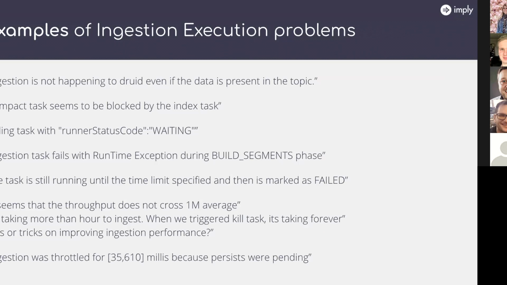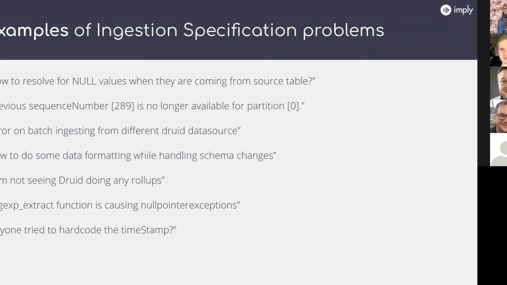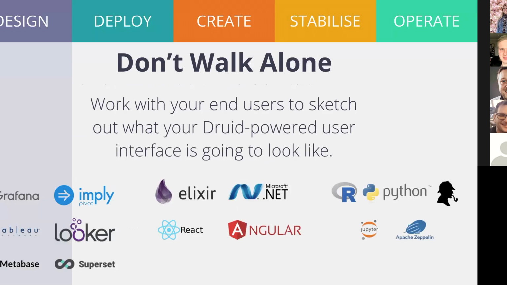So here's just some examples of the kind of things people have been asking. This is actually back from August. Things like, I love this one at the bottom, I don't know why. Ingestion was throttled for 35,610 milliseconds because persists were pending. These are some to do with people having issues actually writing their ingestion specifications. And if you're finding yourself thinking, well, I know how to answer all of that, that's really obvious, I've had that problem, please think about coming into the channels, writing blog posts, proposing updates to the docs, giving presentations, etc., that are going to help other people solve these problems for themselves.